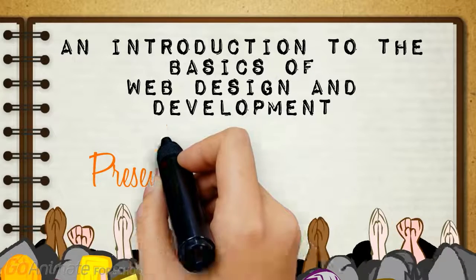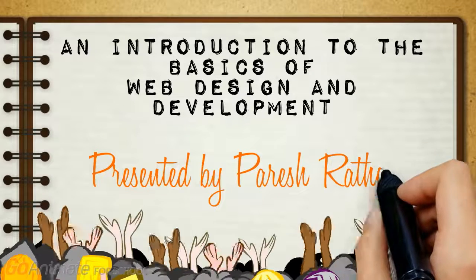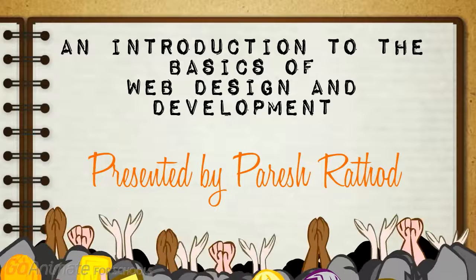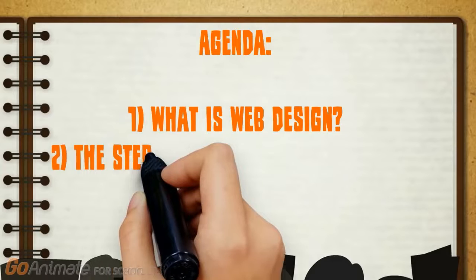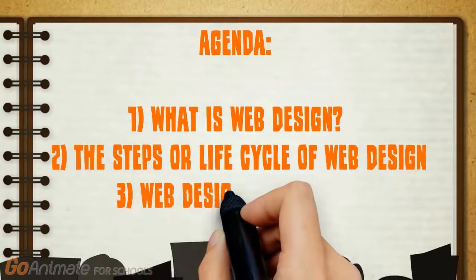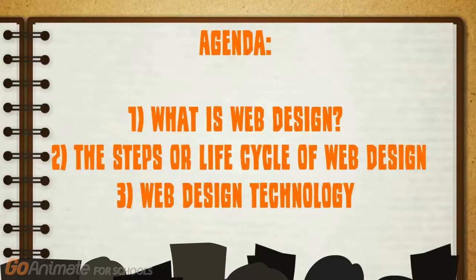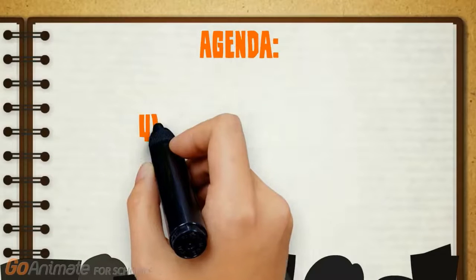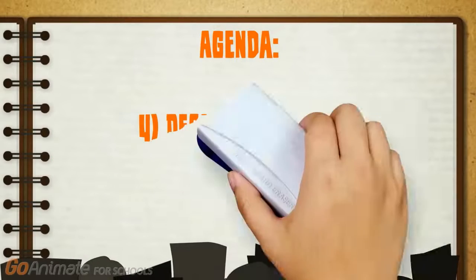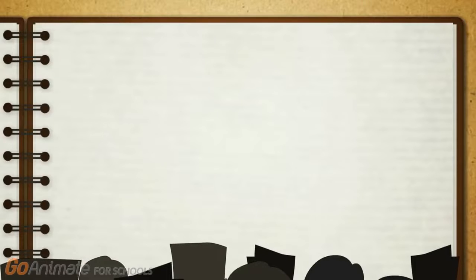My name is Paris Rathod, and today's agenda is, first, we will learn what is web design, second, we will learn what is the process of web design, the steps or life cycle of web design, third, we will see which technology can be useful in web designing. Finally, we will conduct web design workshop. We will be happy to help your team.